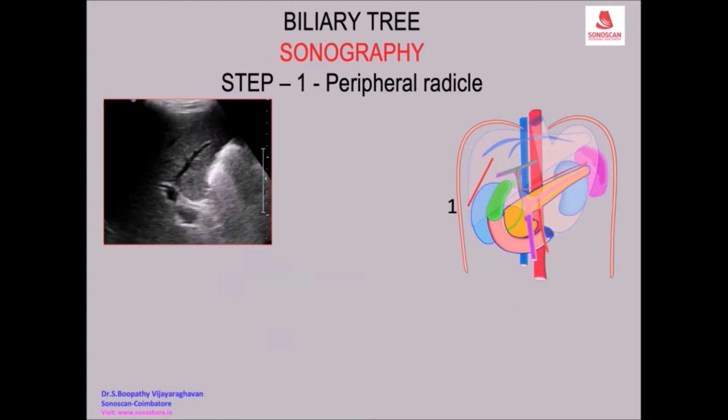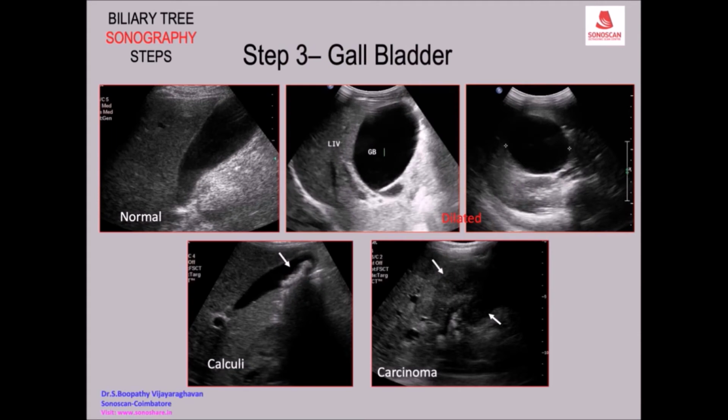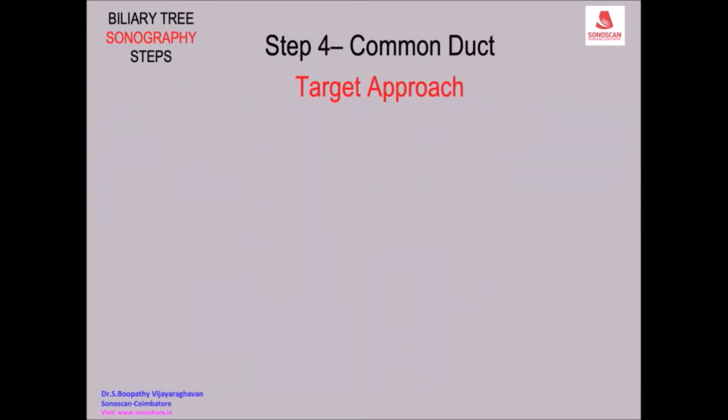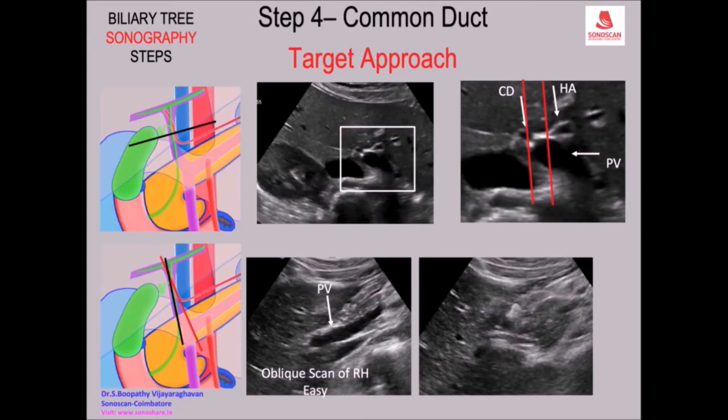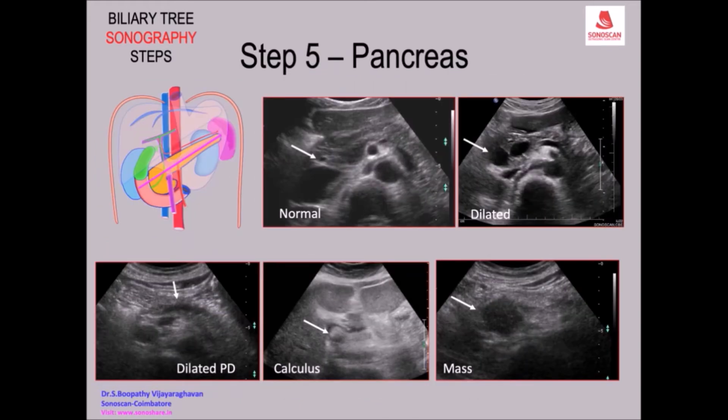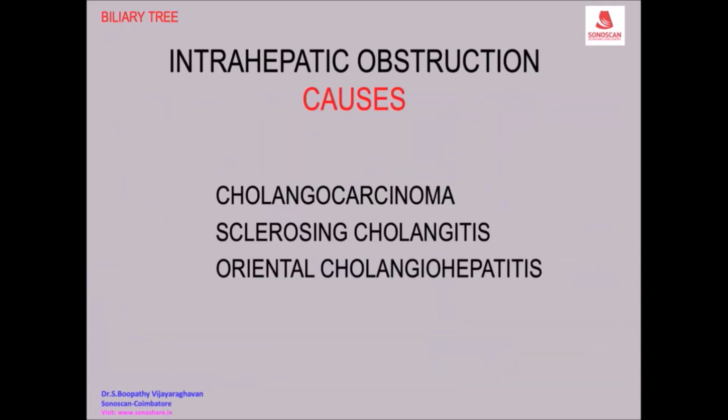Step 1 is the peripheral radicals. You do a scan of the periphery of the liver. Then we study step 4, that is the common duct. Now, the common duct will not be readily seen, so you have to go for it. Make the transducer more vertical and then slightly move to the right, then you will get the common duct coming into the carcinoma of the pancreas if it is present. So, these are all the things you have to see in this section.